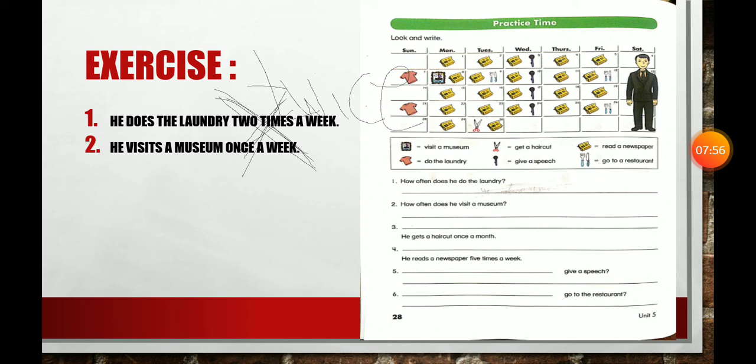Number 2. How often does he visit a museum? Visit a museum. This is a picture of it. Only 1 time. He visits a museum once a week. Number 3. Here, he gives me the answer, not the question. He gets a haircut once a month. Haircut. This is a picture of it. 1, also 1 time. So the question, how often does he get haircuts?